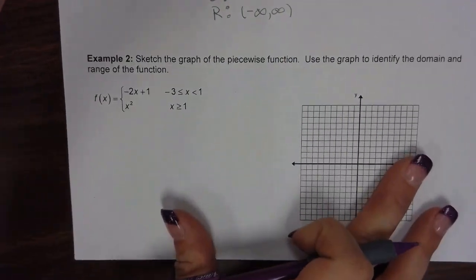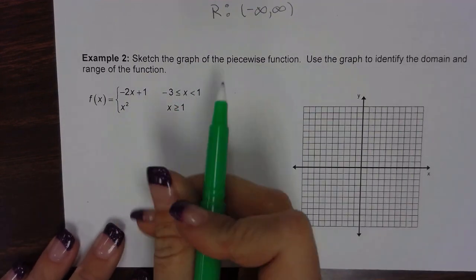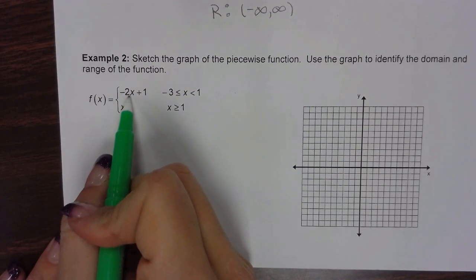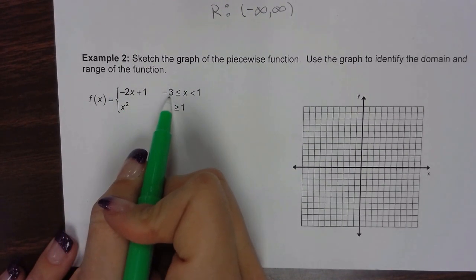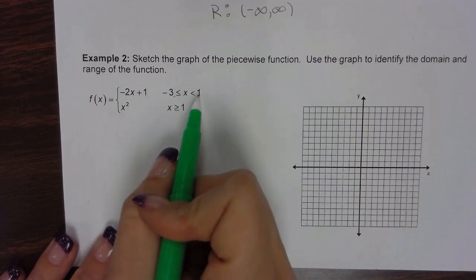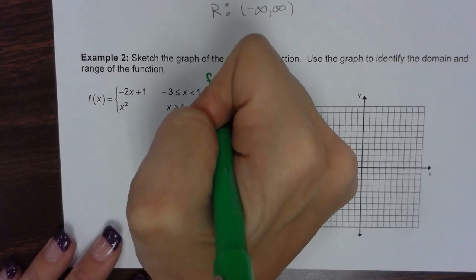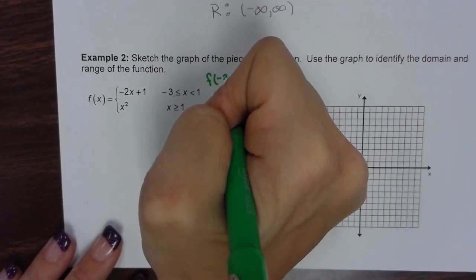Alright, now let's go on to the next. Same idea, guys. That first function is negative 2x plus 1. But as you can see, we're only using negative 2x plus 1 from negative 3 to 1. So we're not going outside of these points. With that, I have to find both those values.